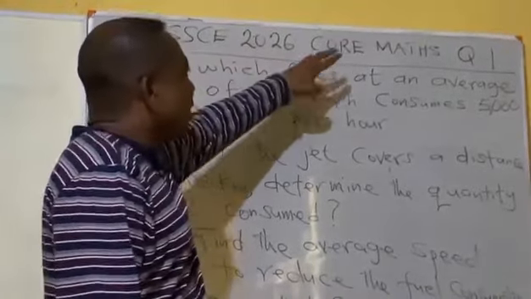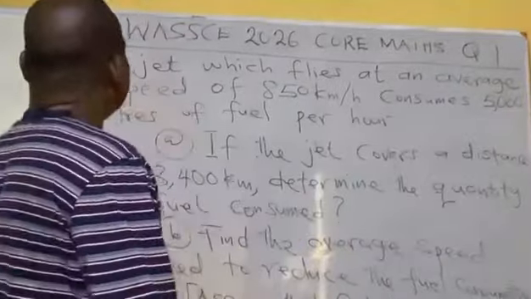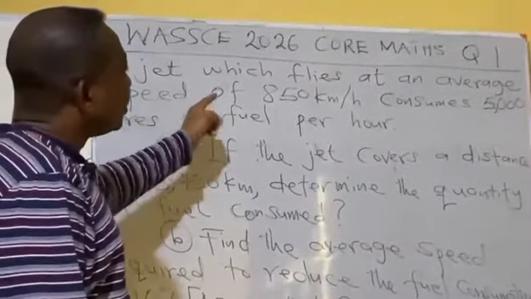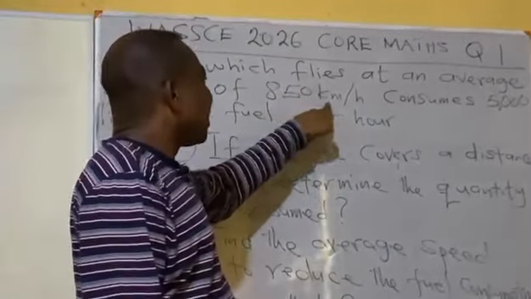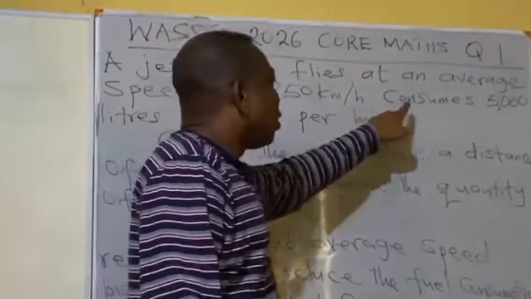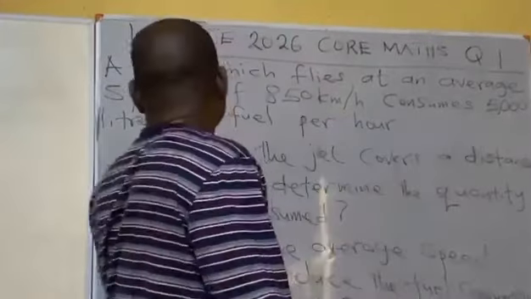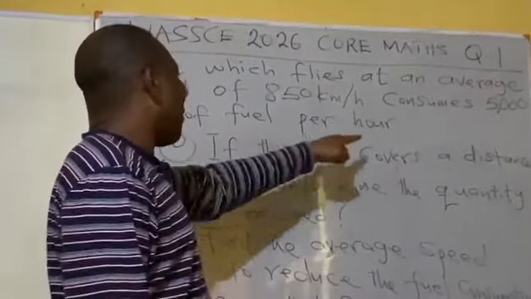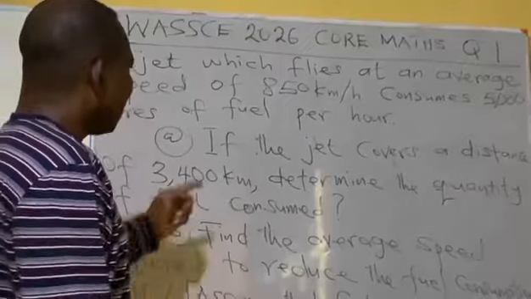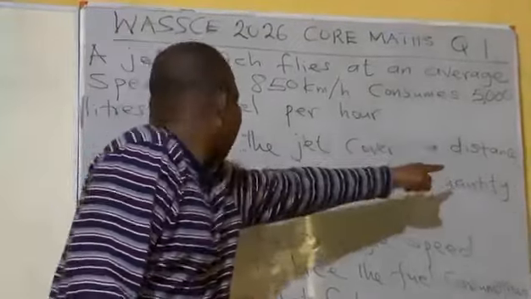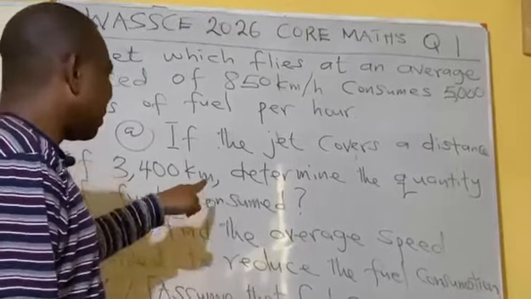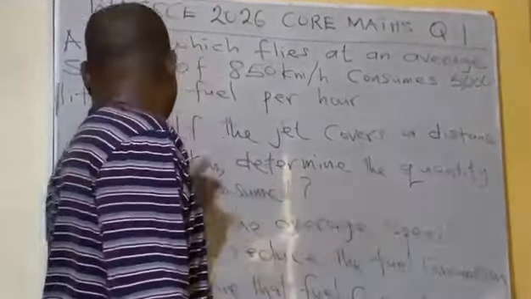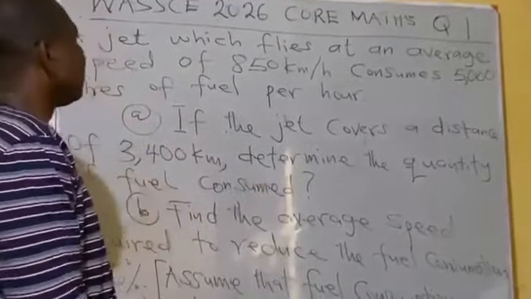WASSCE 2026 Core Mathematics Question 1. A jet which flies at an average speed of 850 kilometers per hour consumes 5,000 liters of fuel per hour. A. If the jet covers a distance of 3,400 kilometers, determine the quantity of fuel consumed.